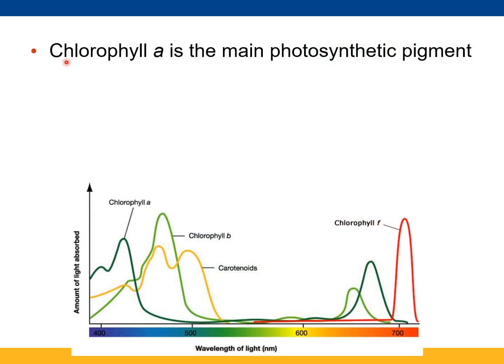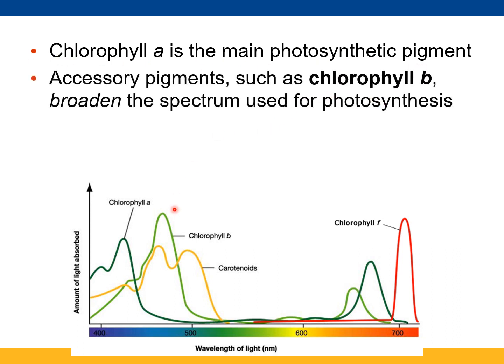Now, chlorophyll A is the predominant chlorophyll. So we have that in the dark green spectrum here. That one is the most prevalent in most leaves and plants, chlorophyll A. Chlorophyll B, on the other hand, broadens the spectrum. So if we find ourselves in competition with other plants, chlorophyll F is sort of the same way.